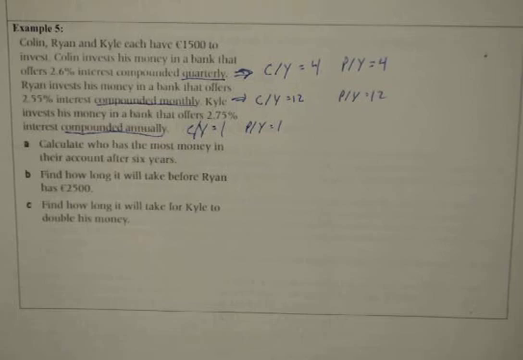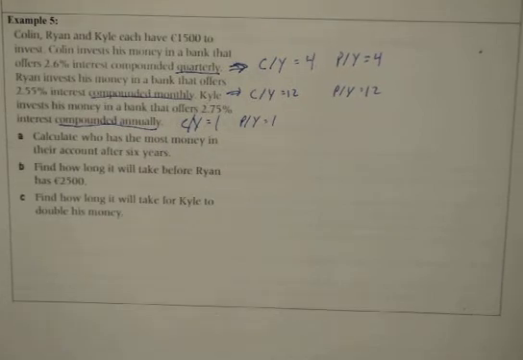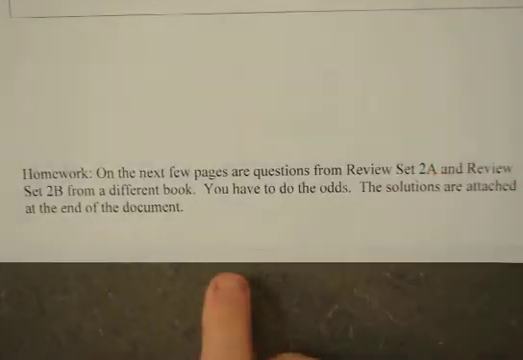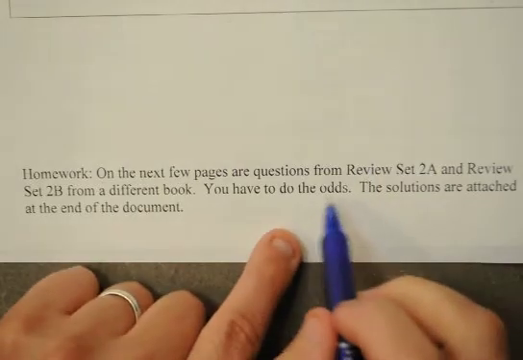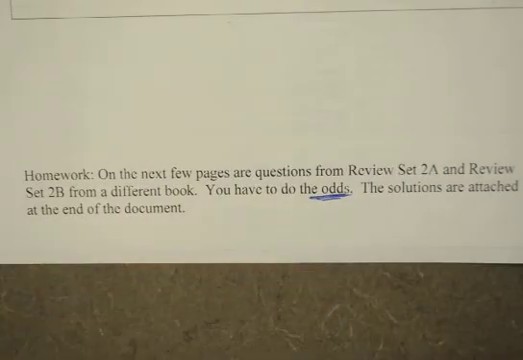So we're out of time with the video. I'm not going to start a new video. Your homework: you have review sets 2A and 2B. It's from a different book though, so I just printed it out. It's on this. Do the odds as you work through that. Solutions are at the end of the document.